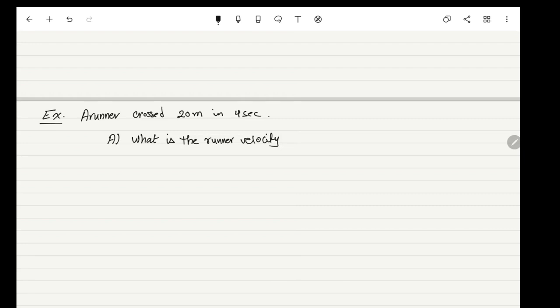Example, a runner crossed 20 meters in 4 seconds. A, what is the runner velocity? So the runner velocity, Vx in this case here, equal to delta x over delta t, which in this case is 20 meter, assuming that 0 is the origin, minus 0, divided by delta t, it's 4 seconds. So the velocity of the runner is 5 meter per second.